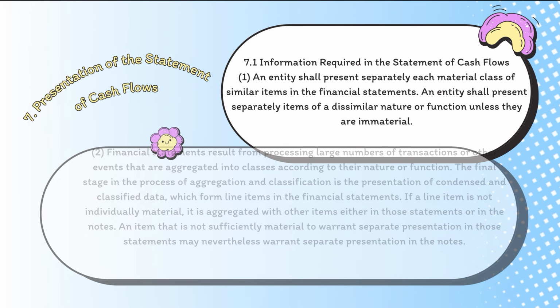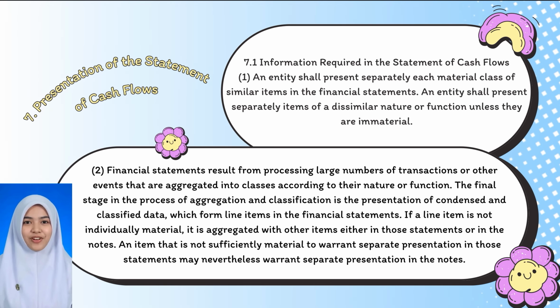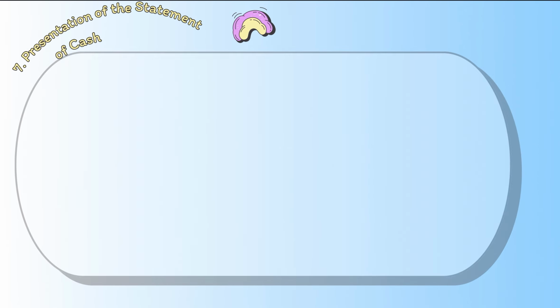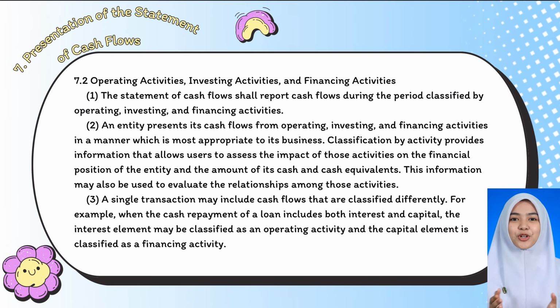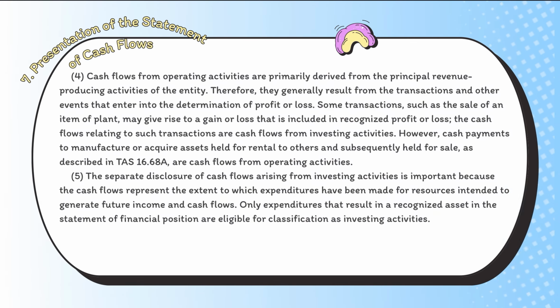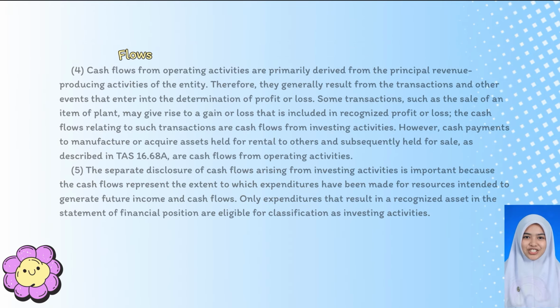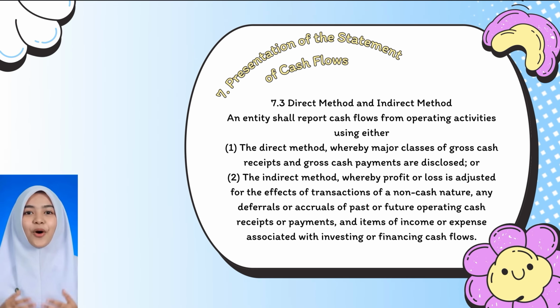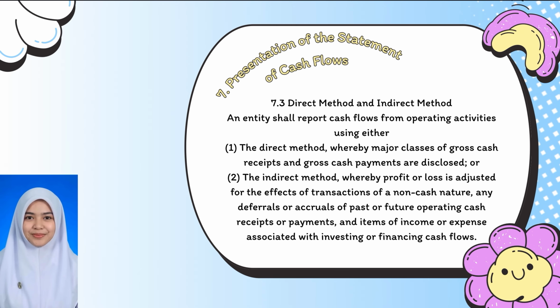1. Operating activities. Cash generated from the primary, revenue-producing operations of the business. 2. Investing activities. Cash spent on or generated from long-term assets, such as purchasing equipment or property. 3. Financing activities. Cash flows relating to equity capital and debt borrowings. Reporting methods. Operating cash flows can be presented using either the direct method, showing gross cash receipts and payments, or the indirect method, adjusting profit or loss for non-cash transactions.